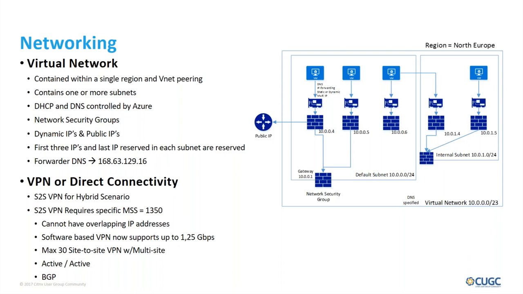And you can also set up a multi-site VPN connection from Azure, so you can have up to 30 different VPN sites connected directly with each other. You can also set up an active-active gateway scenario in Azure, so it provides redundancy directly, and you can also use the BGP routing protocol to exchange routes between Azure and your on-prem infrastructure as well.